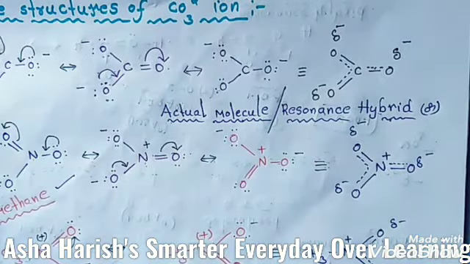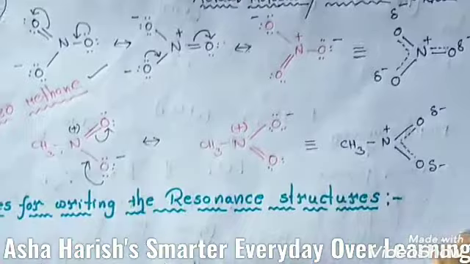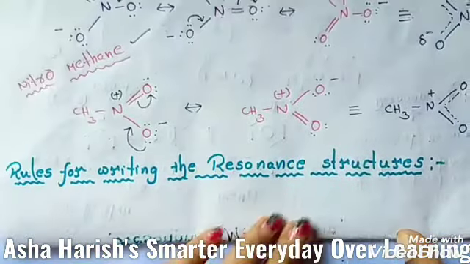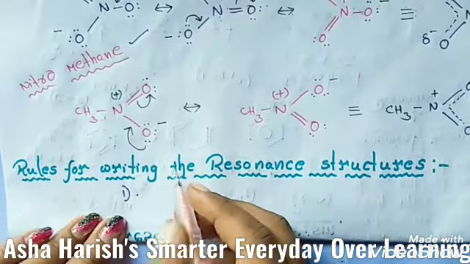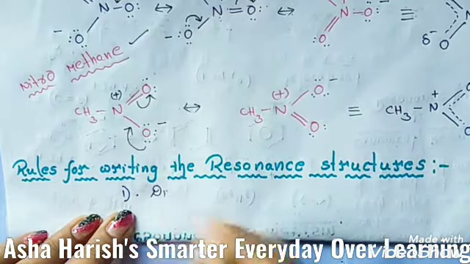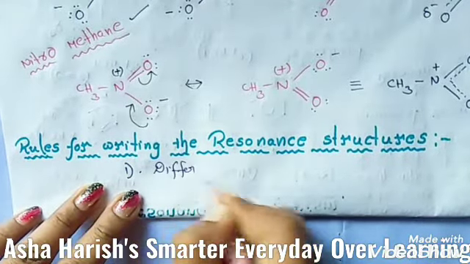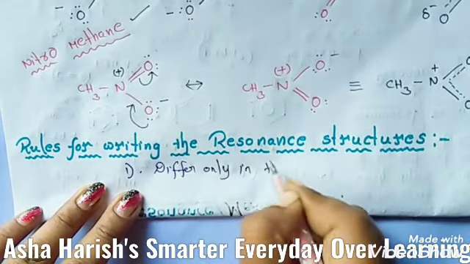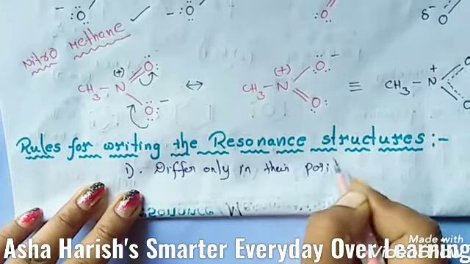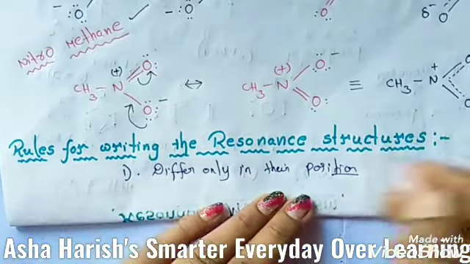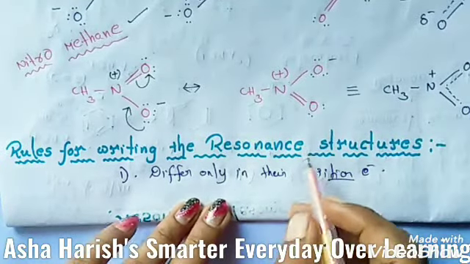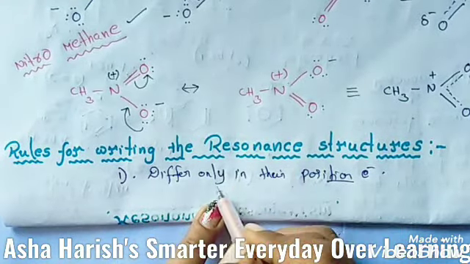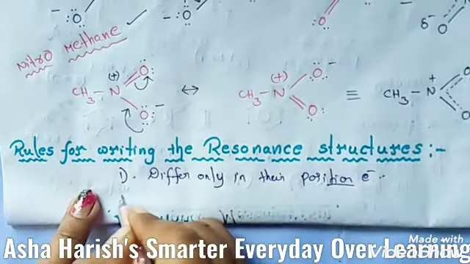Now students, let's see the rules for writing the resonance structures. What are the rules we have to follow while writing the resonance structures? The first one is that the various resonance structures should differ only in their position of the electrons and not in the position of the atom or nuclei. You can understand it easily: they differ only in the position of electrons and not in the position of a particular atom or nucleus. That is the first one.